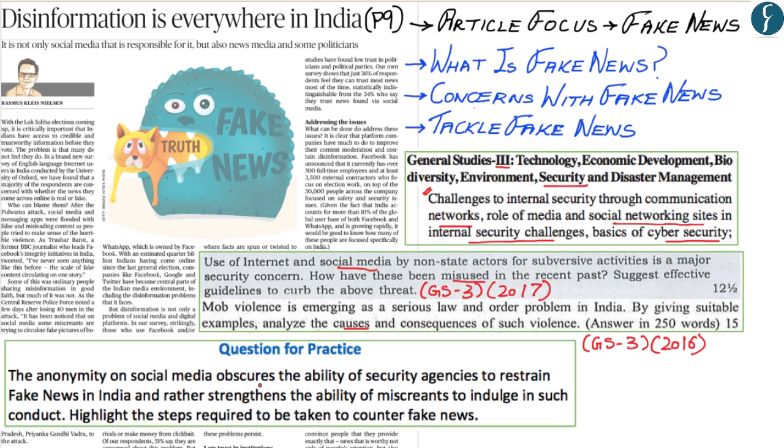Now based on this discussion, a question for your practice is: the anonymity on social media obscures the ability of security agencies to restrain fake news in India, and rather it strengthens the ability of miscreants to indulge in such conduct. Highlight the steps required to be undertaken so as to counter fake news. Now you would be able to answer this question with the help of the explanation given in this section. And so now with this, let us move on to the next article.